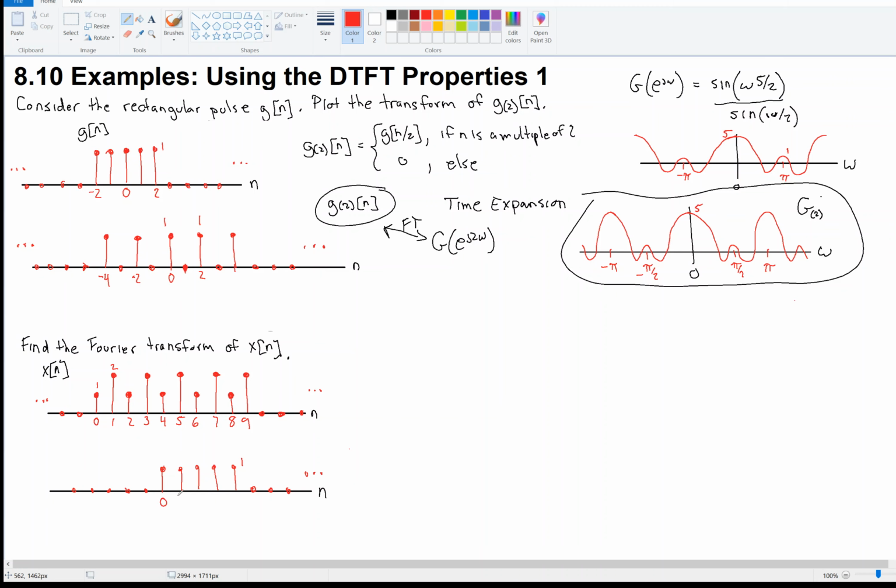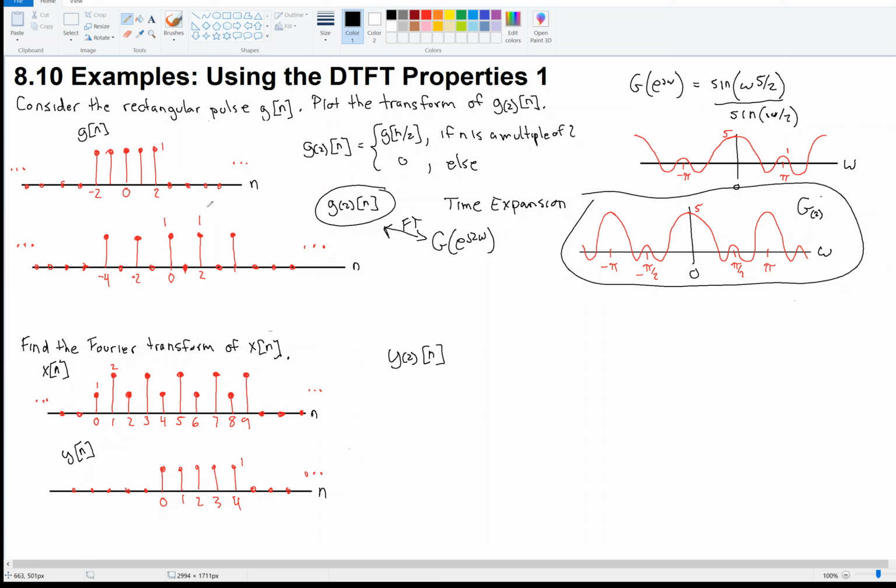Okay, let's say this is 0, 1, 2, 3, 4. And let's call this signal. We already used G, we already used X. Let's call this signal Y.